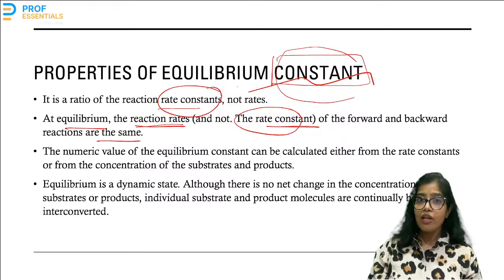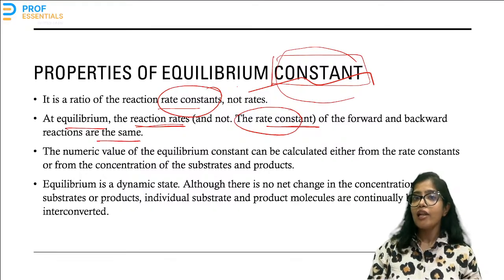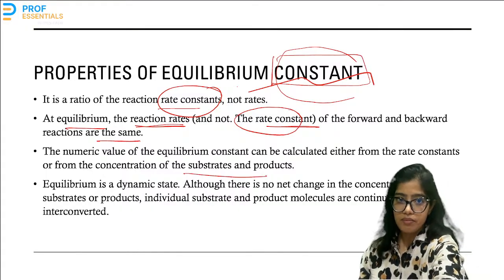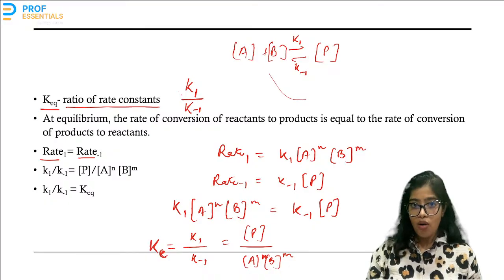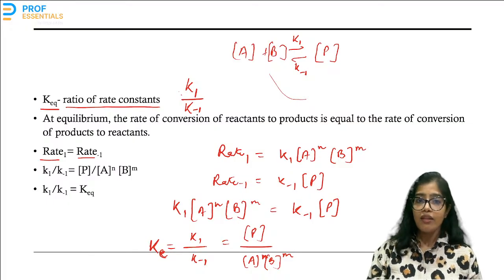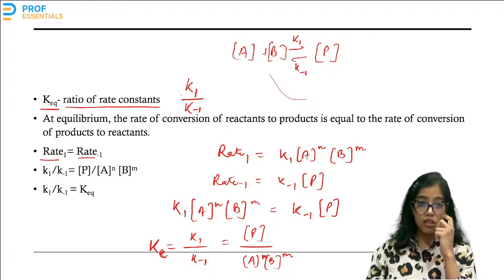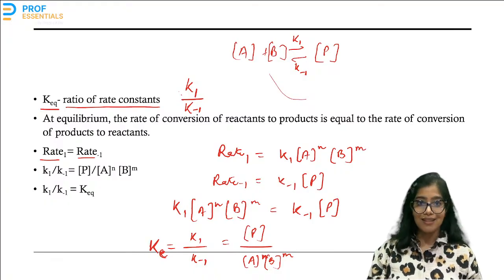The numeric value of the equilibrium constant can be calculated either from the rate constants or from the concentration of the substrates and products. Very easy. So Ke, that is the equilibrium constant, can either be K1 upon K minus 1, or it can be calculated from the concentration of products to the concentration of the reactants.